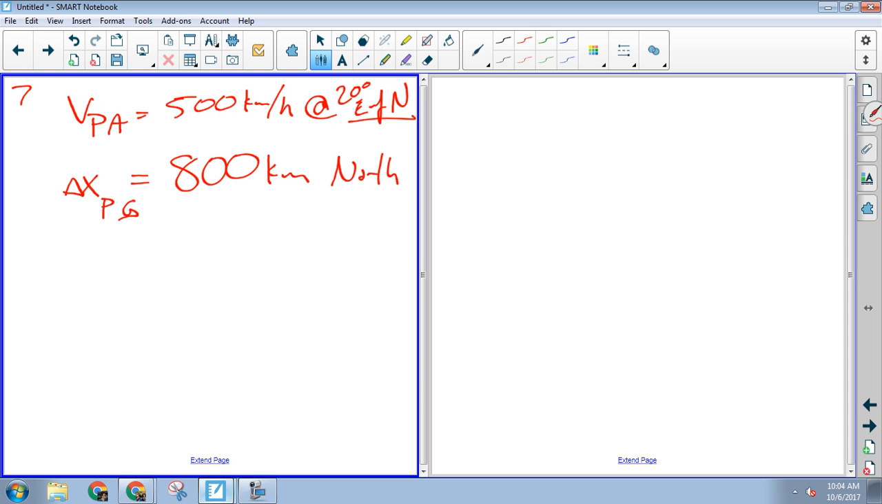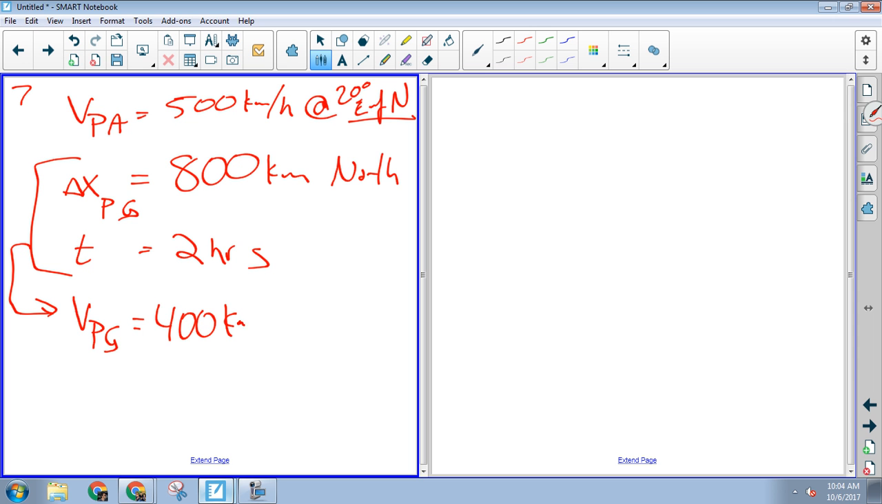Okay, now, what else do we know? It says the plane arrives in 2 hours. Why do I care about the time? Because if it arrives in 2 hours, then your speed relative to the ground is just 800 kilometers over 2 hours. Exactly. So I can combine this information to find that the velocity of the plane relative to the ground is 800 over 2, so 400 kilometers an hour due north, right? Everybody good up to there?